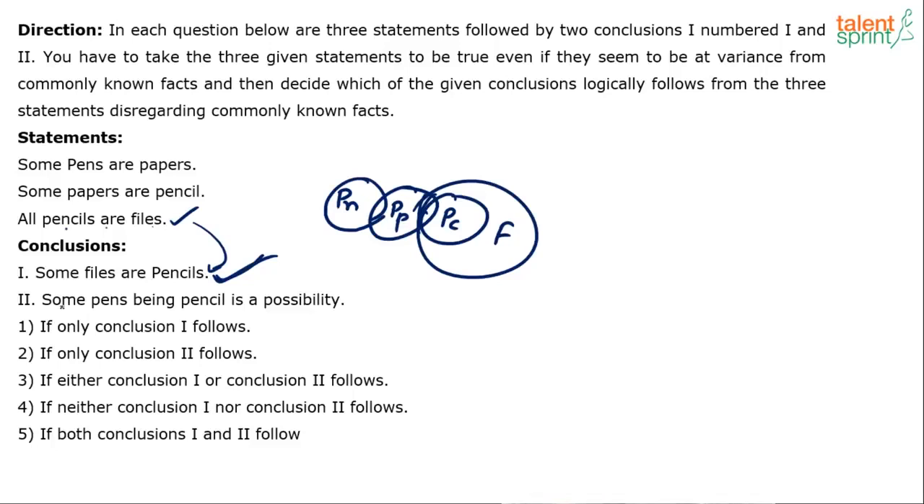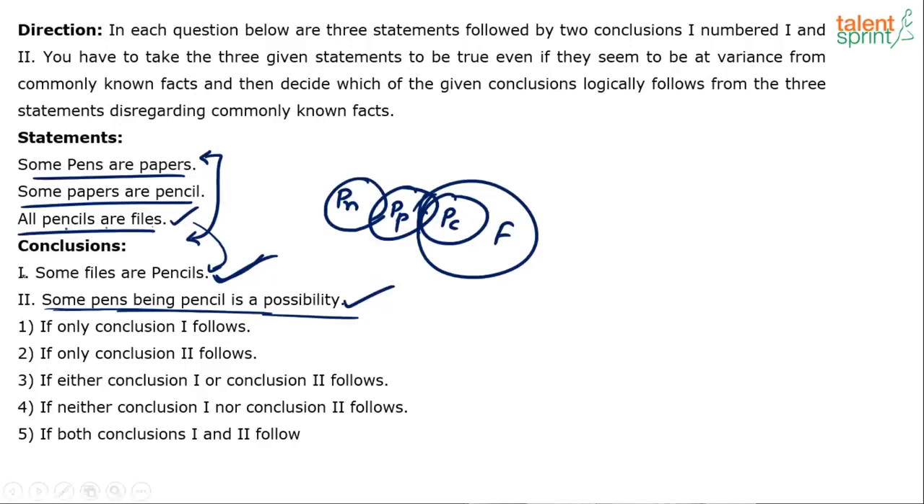Second conclusion. Some pens being pencils is a possibility. Yes. There's no negative statement here, so anything is possible. Remember, it's a simple technique. All are positive statements, right? Some A's are B's, some A's are B's, all A's are B's. In such cases, a positive conclusion is always possible. Pens can be pencils. Only when no A is B or some A's are not B's kind of statements are given, you have to be careful about such possibilities. Otherwise, you can straight away say that this is possible. So in this case, both conclusion 1 and conclusion 2 follow.